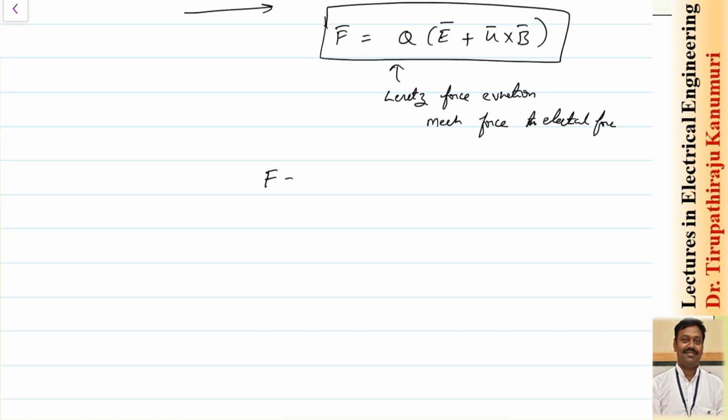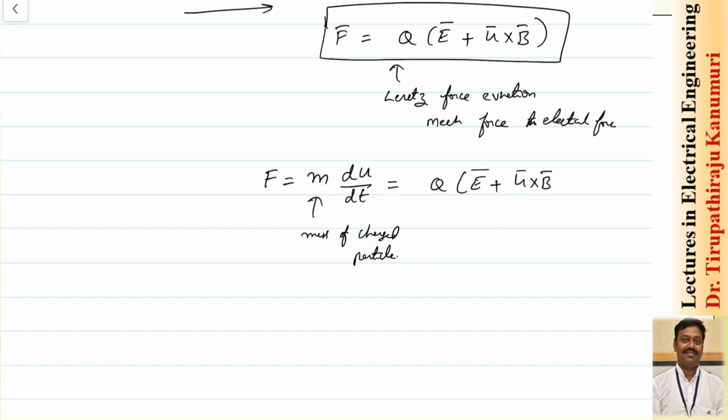Now, this force can be written as mass into acceleration. We know acceleration is nothing but the rate of change of velocity. So, m into du by dt, where m is the mass of the charged particle for which we want to calculate these things, will be equal to Q into (E plus u cross B). This way we have to calculate the force. Force is a vector.